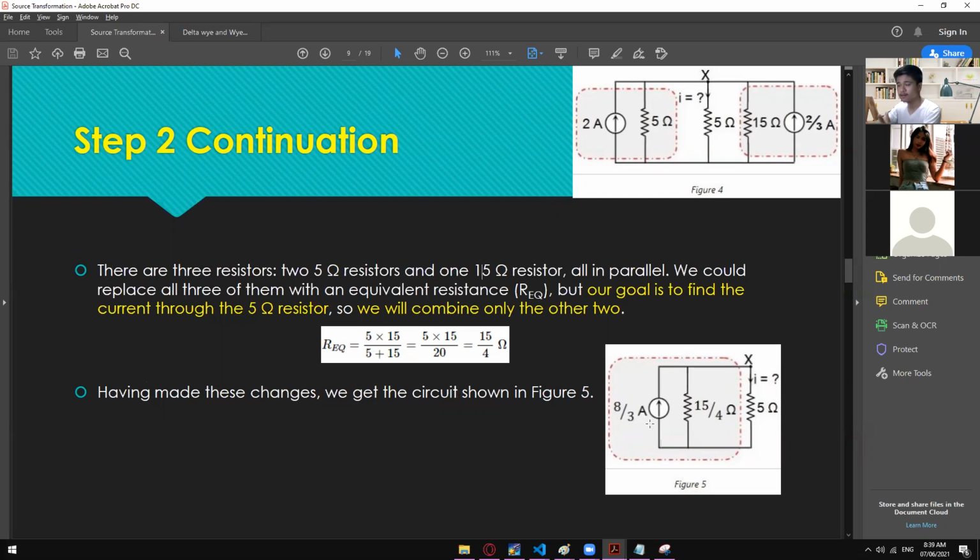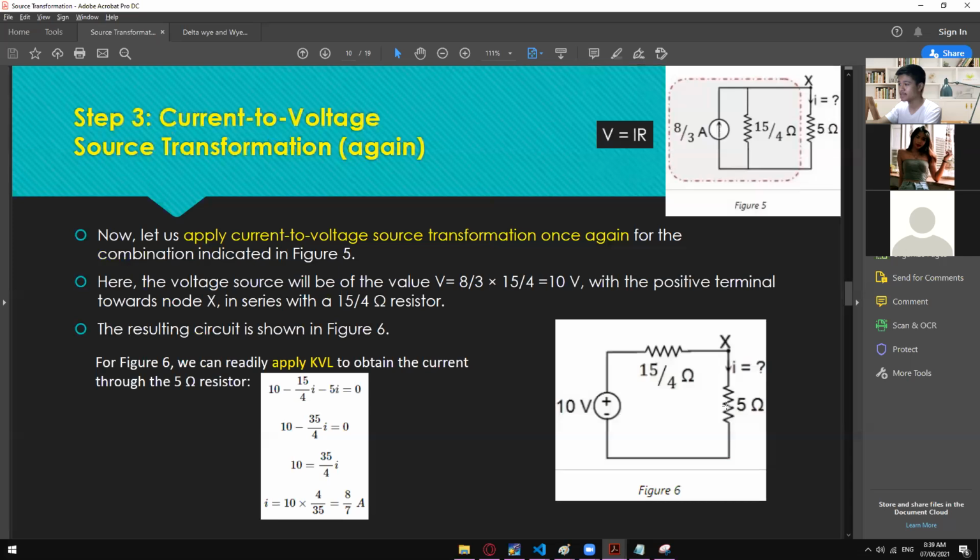And then you can apply another parallel connection for the resistance of 15 over 4 and 5 ohms, and then we can have a single series connection, just like this one. I think you can also do that, and then we can get the current. But in here, we just applied another source transformation, wherein this current source became a voltage source, and from parallel it now became a series connection.